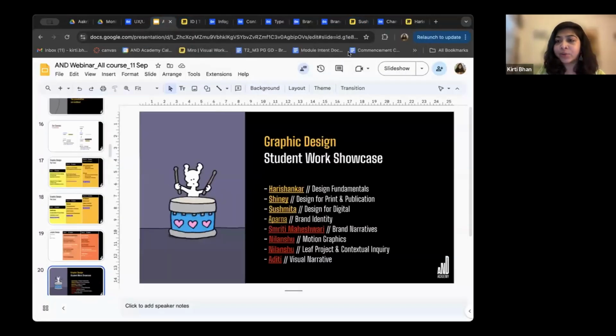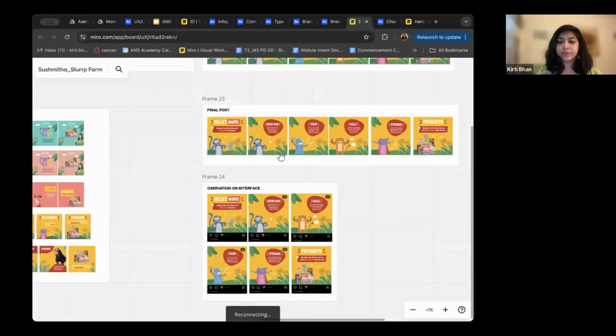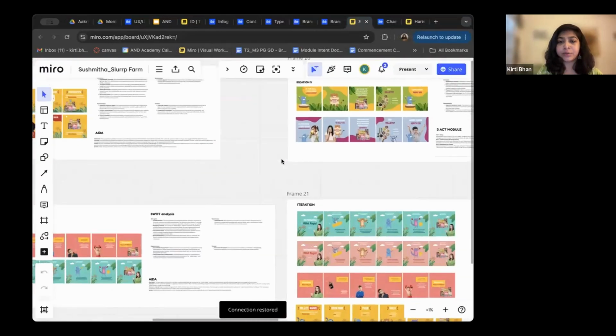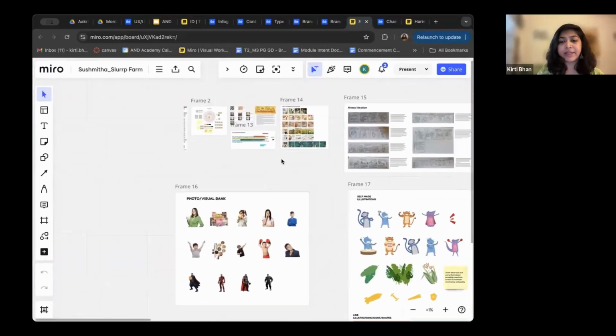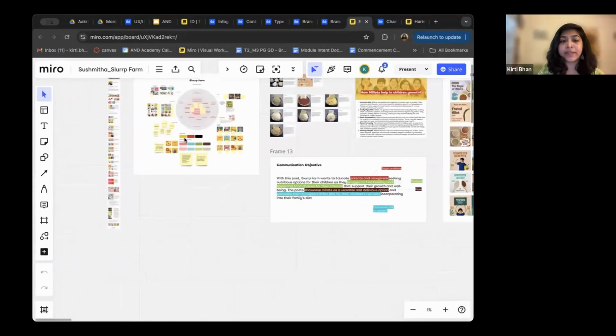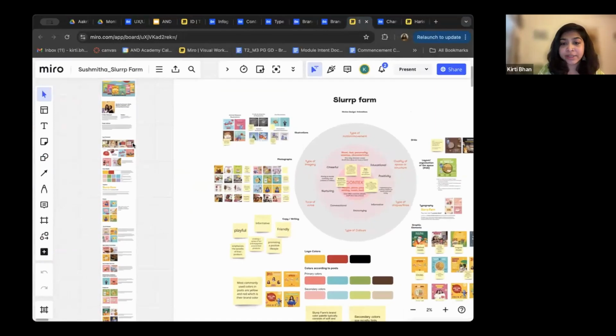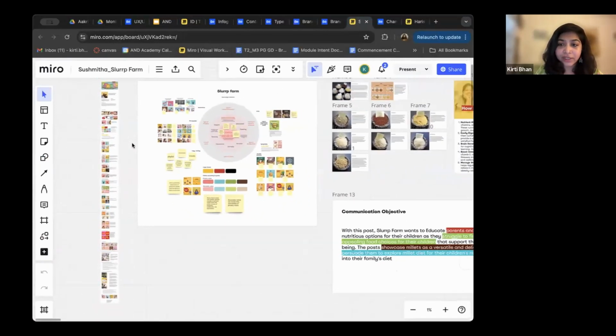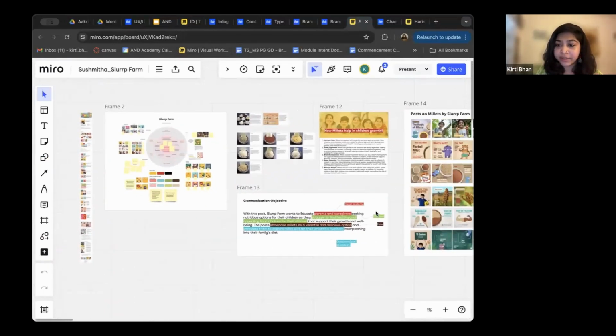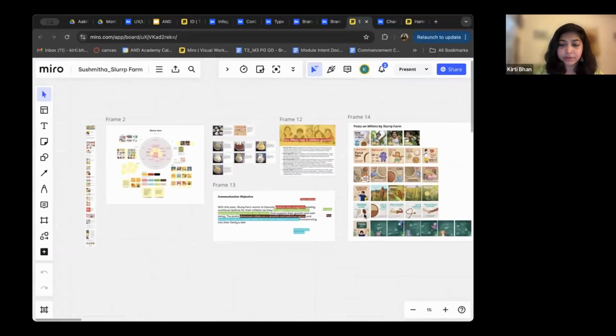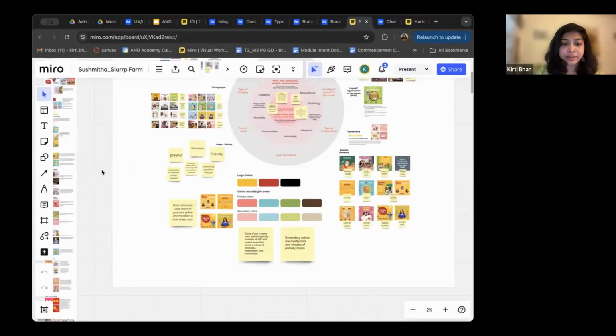Now I'll take you to design for digital. So this is again a student. Basically in this module, they got an existing brand on which they had to do really thorough research. You can see the level of research. This is all the research, everything. And if I zoom it in, it's really too much.